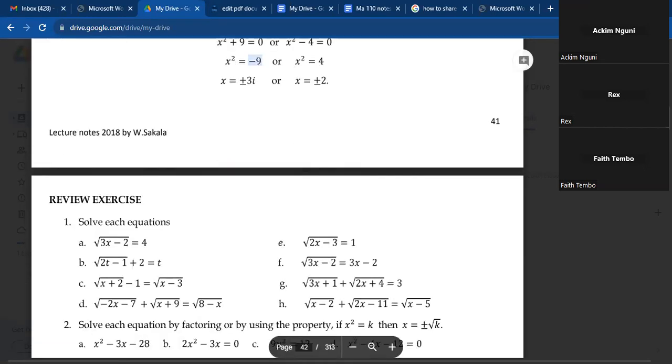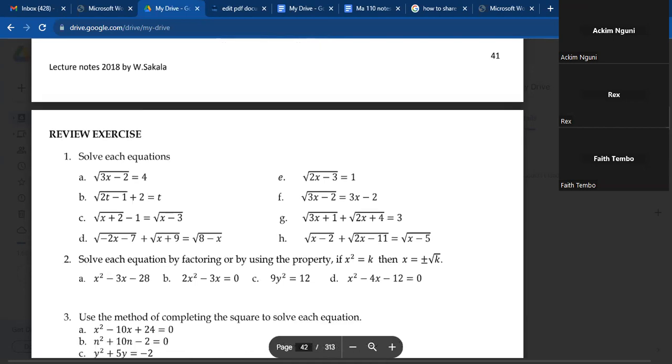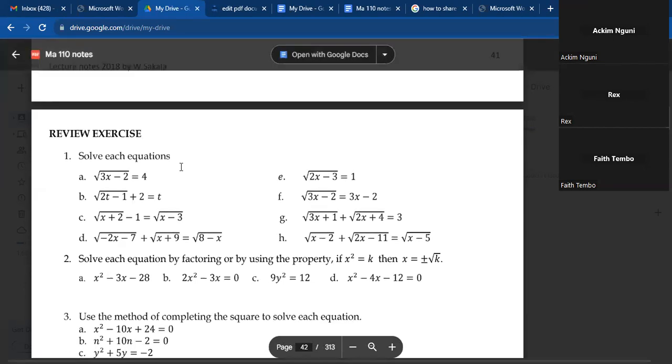Okay, so then we will solve one type of this kind, just one type.